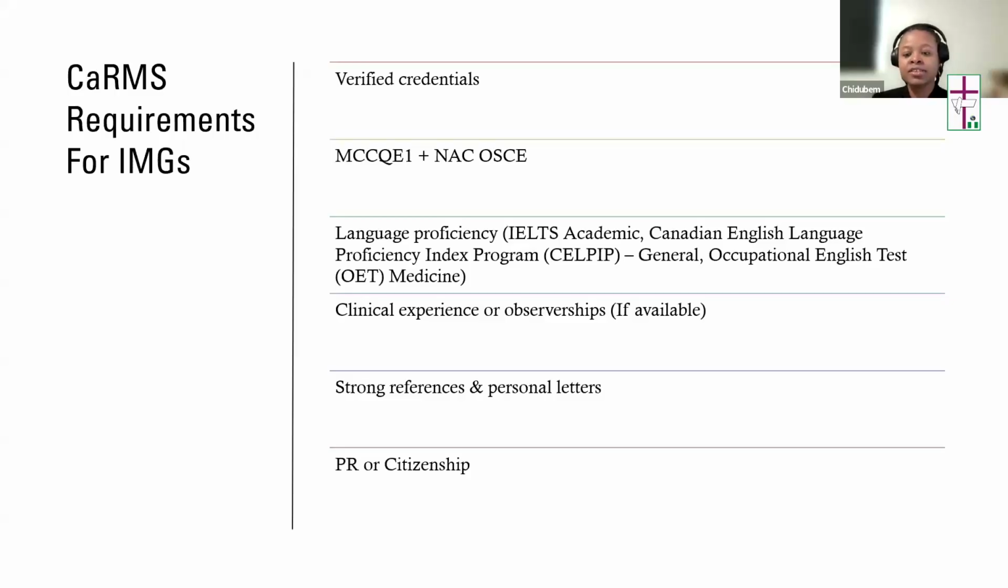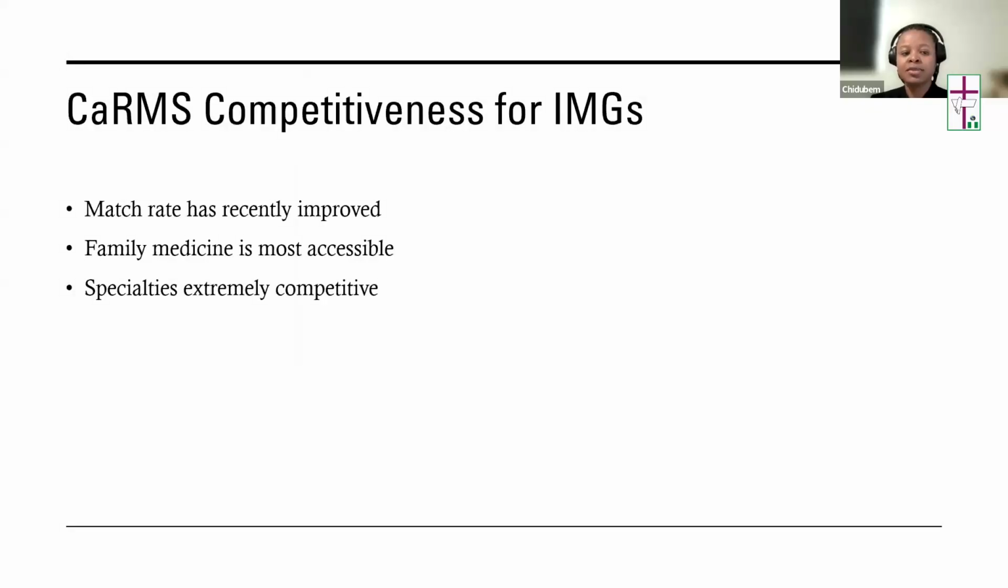And also clinical experience and observership. If you have that available, whether it's a clinical assistant position, clinical associate position or observerships, that would be helpful. Then you need strong reference letters. This is why you need to maintain good relationships with your lecturers and your supervisors, whether it's your community medicine project supervisor or your lecturers, because they can write about you. You need strong reference letters and personal letters. These are very important in your application, and then the PR or citizenship. So now we're done with CaRMS.